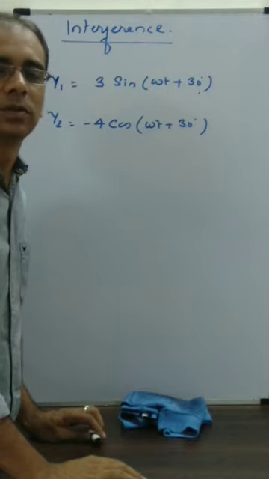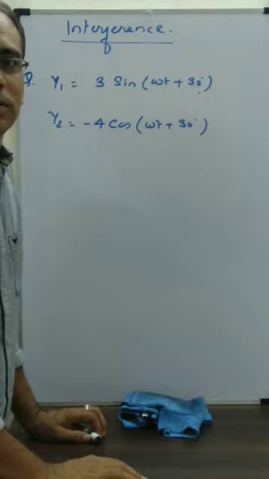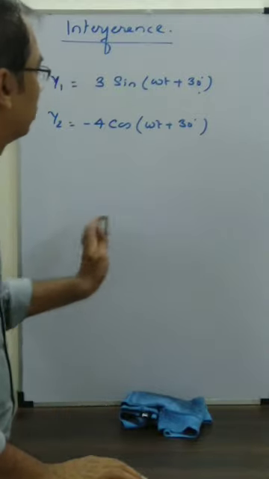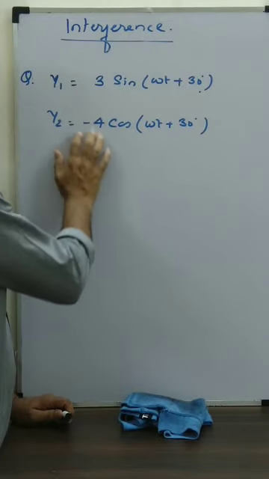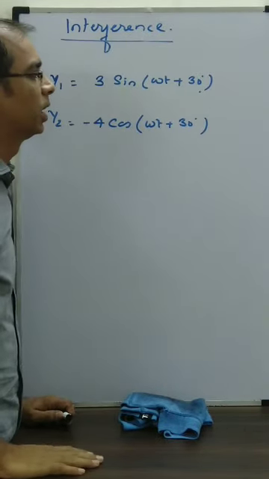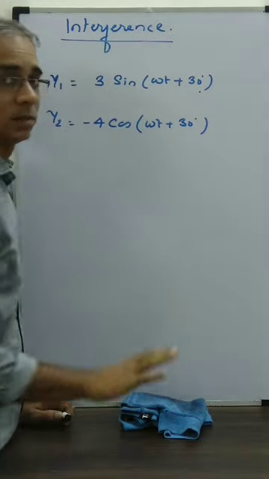Happy day, students. So in our last class we were talking about superposition of simple harmonic motions. To start from there only, there is one more case that I wanted to discuss with you. It's something like this, in which y1 is given 3 sin(omega t + 30) and y2 is minus 4 cos(omega t + 30).